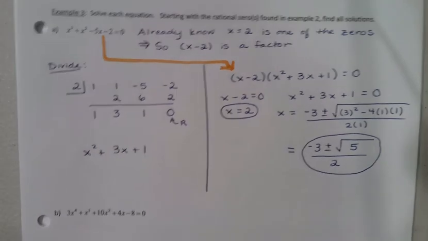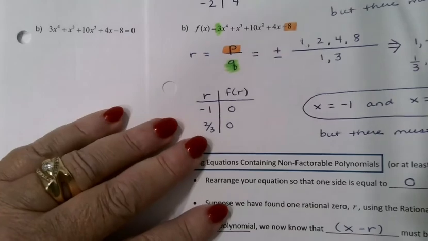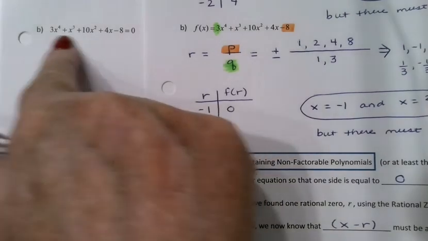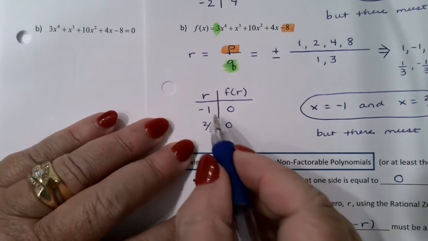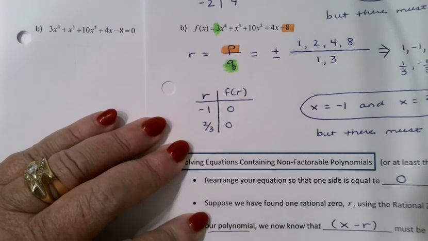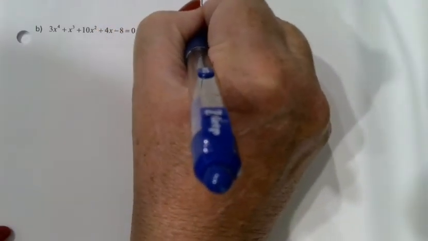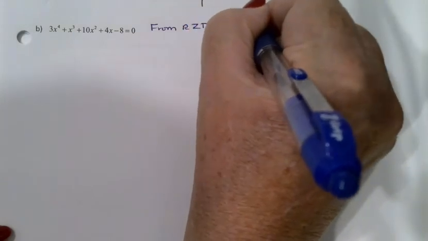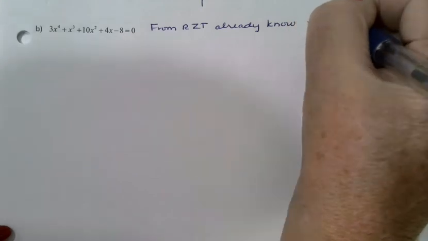Let's try that again. In part B, once again, we have a little bit of a head start. You'll notice that my equation here is just this polynomial set equal to 0. And we had discovered that negative 1 and positive 2/3 were already zeros of the polynomial. So from that rational zeros theorem, we already know x equals negative 1.